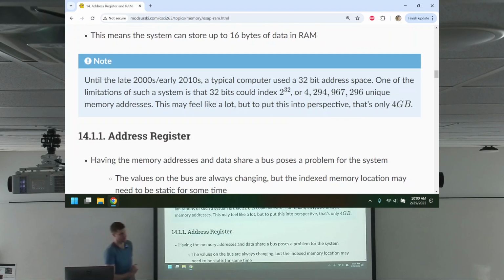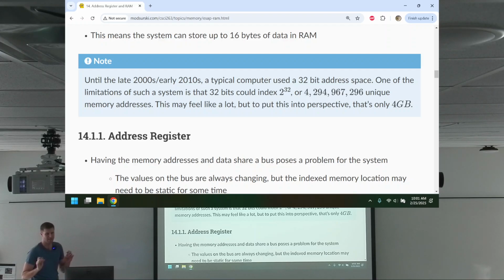So, interestingly, many of you in here are too young to remember this amazing thing that happened at one point in time. Until the late 2000s, early 2010s, a typical computer was 32-bit. It had a 32-bit address space. Okay? Raise your hand if you're old enough to remember those good old days. I do. One other person. Yeah, there we go. Cool. So 2 to the 32.